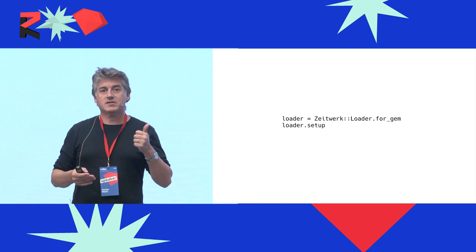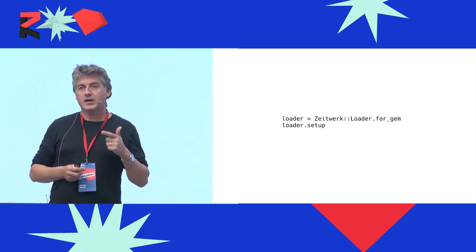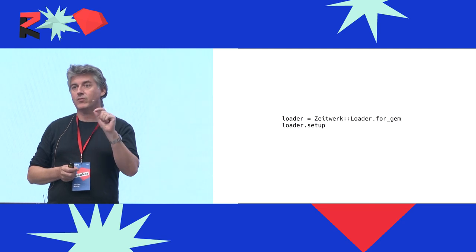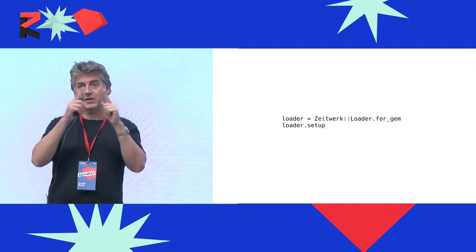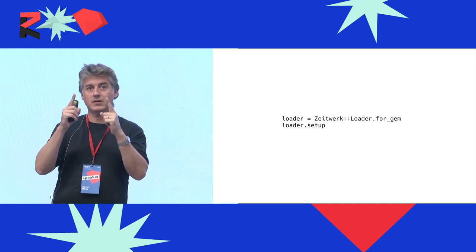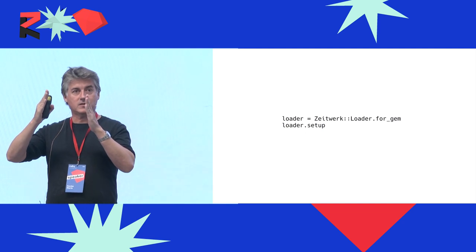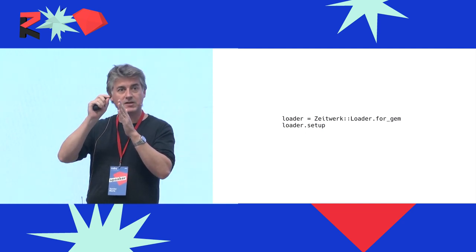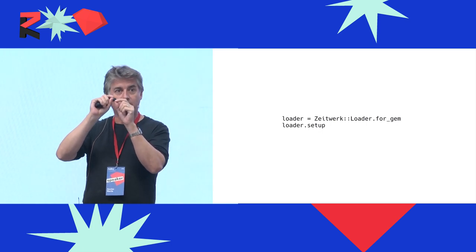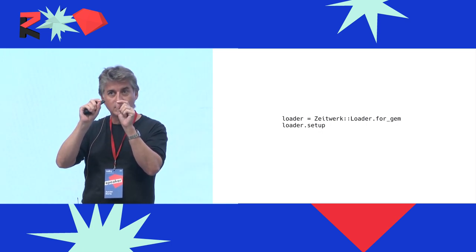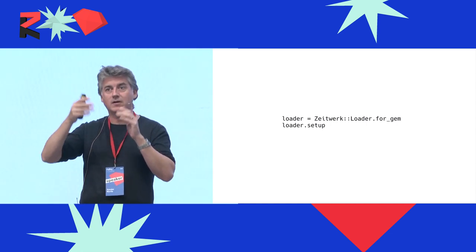for_gem sets lib as root directory and has a special inflection rule for version, because version.rb in a gem normally is everything in capital letters, okay? So you have MyGem::VERSION, everything in capital letters. So there's a special inflection rule that says, if you get version.rb, please inflect that not just with a capital V, but everything in capital letters.